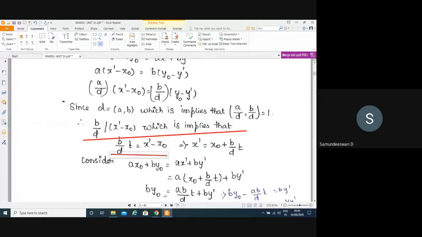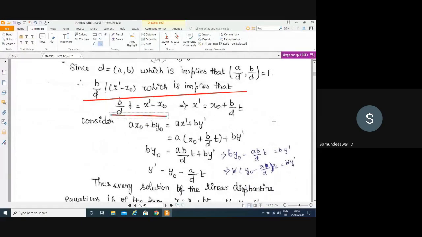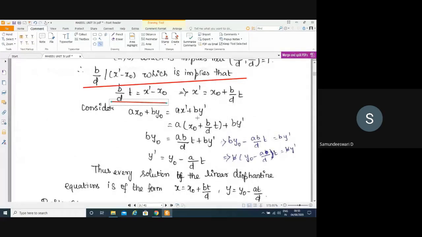So x dash equals x naught plus b by d into t. Again we get the same format, x naught plus b by d into t. Now substitute that x dash value in the same equation, ax naught plus by naught equal to ax dash plus by dash. We get ax naught plus ab by d t plus by dash. Cancelling ax naught on both sides, what remains is by naught equal to ab by d into t plus by dash.